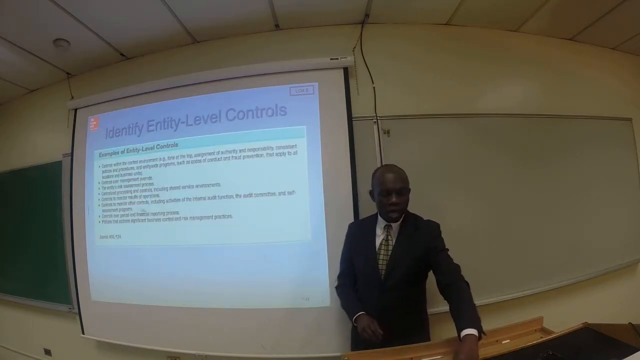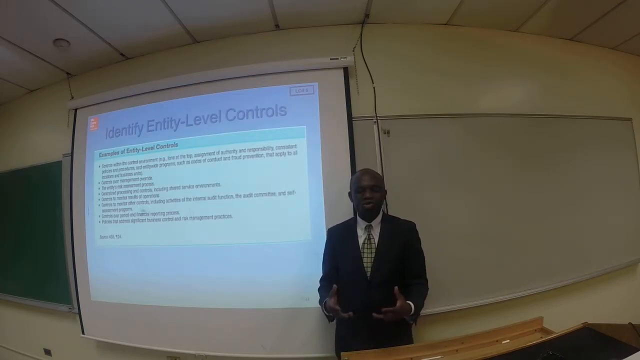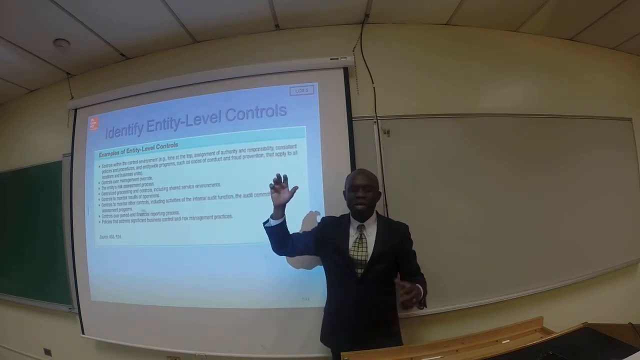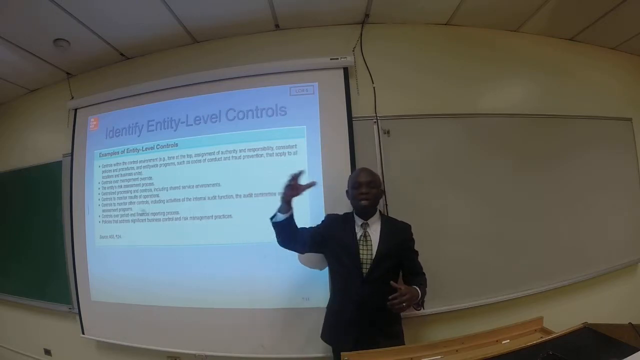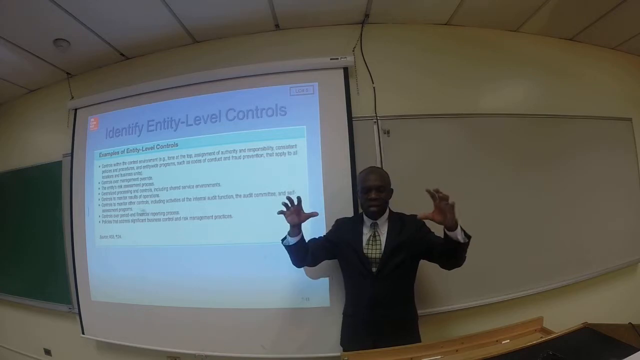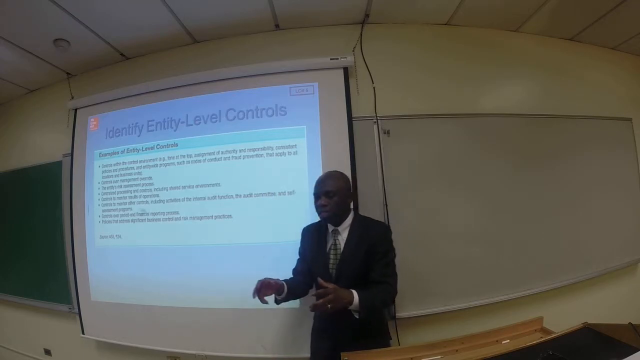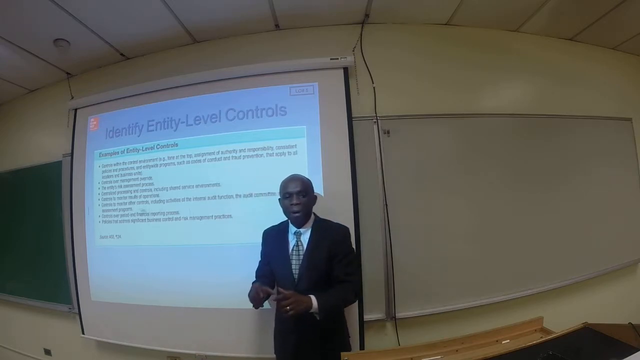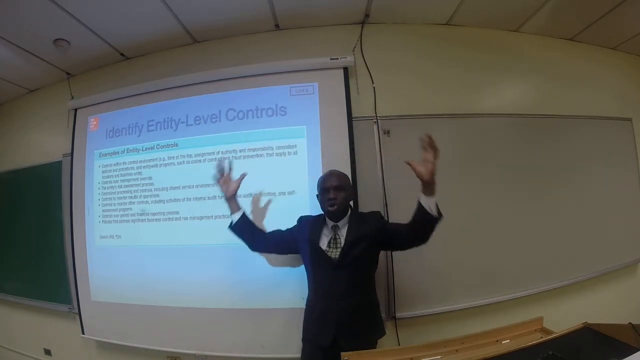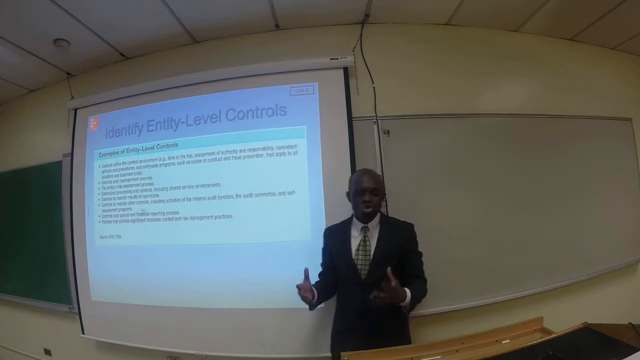Now, let's take a look at entity level controls. What do we mean by entity level controls? When we talk about entity level controls, we are talking about those controls that have a general, widespread, or pervasive impact on the whole organization. So we are not talking about specific controls that make sure that a particular issue is being addressed. We are talking about controls that are widespread. And we said that these controls are divided into two categories. Number one, we have the control environment, and number two, we have the period end financial reporting process.